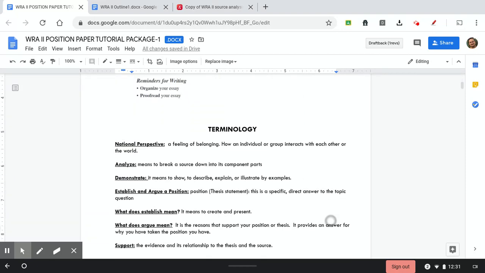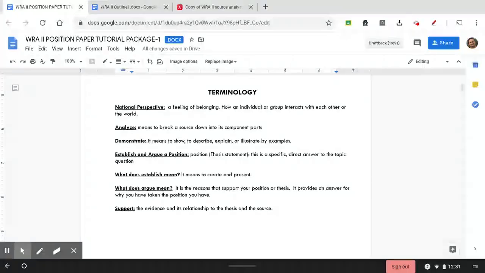Here's some terminology just to help guide you. National perspective, a feeling of belonging, how an individual or group interacts with each other in the world. Analyze. This means to break down a source into its component parts. You've learned how to do this in a WRA1. Demonstrate. To show, describe, explain, or illustrate by examples. Establish and argue a position. Now, this is your thesis statement. Your thesis statement is a specific, direct answer to the topic question.